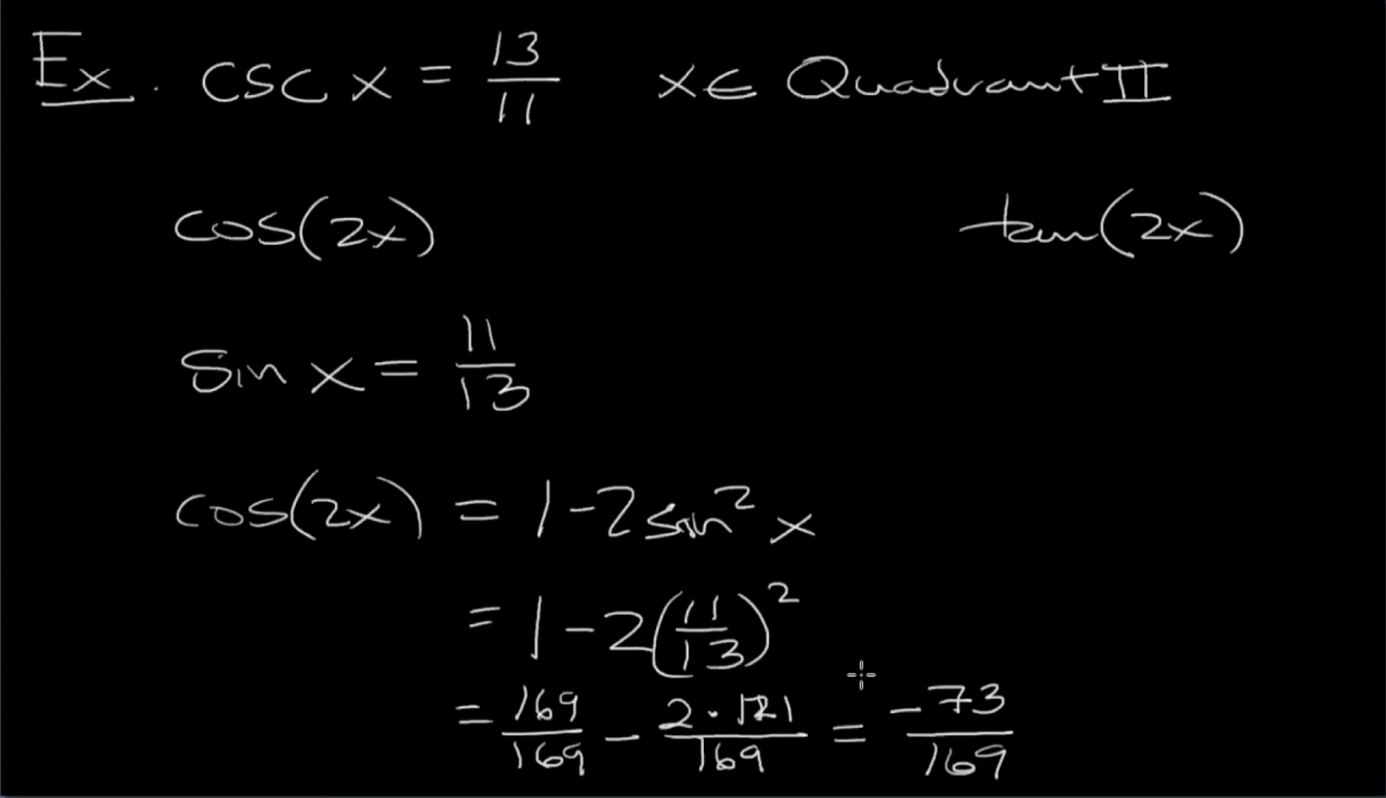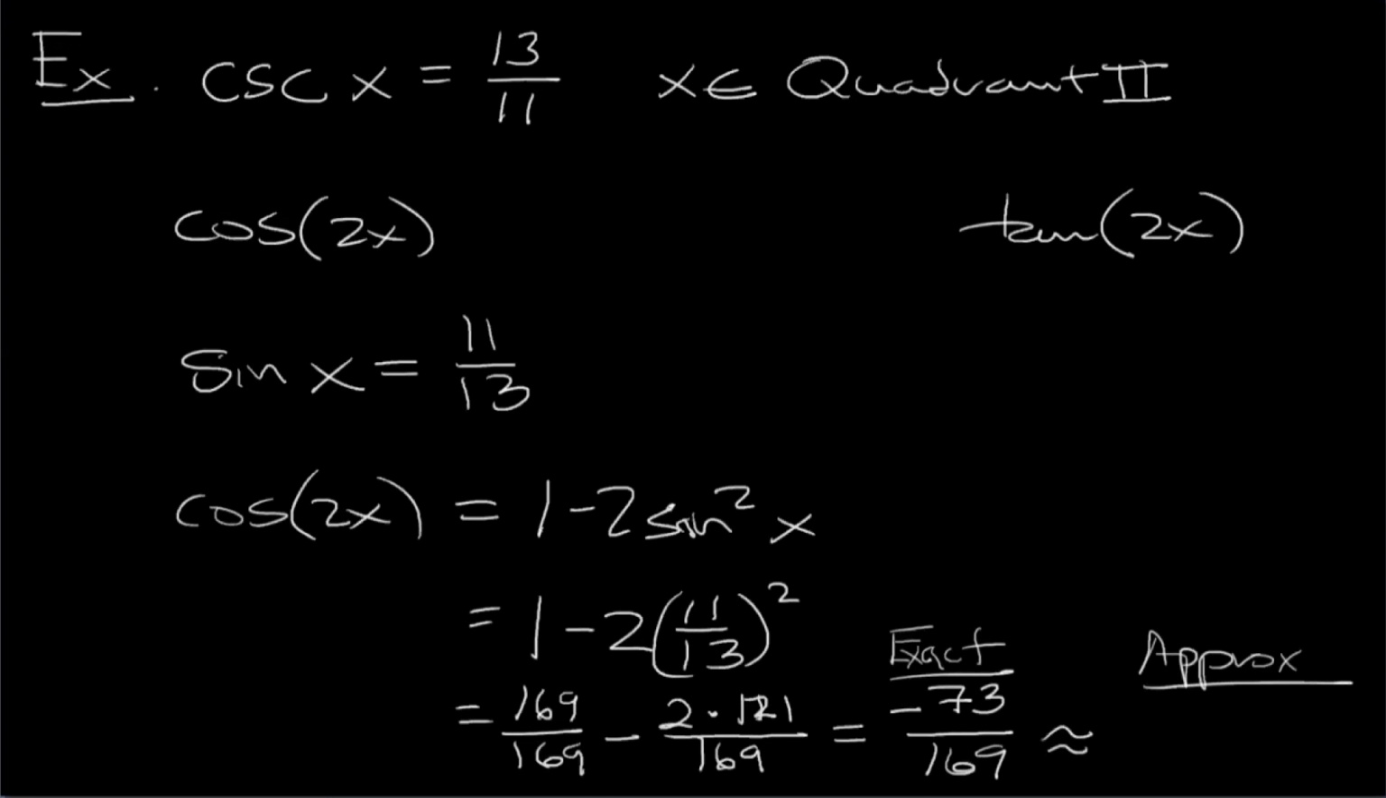This would be the exact answer. But if they asked me to enter it as a decimal, then I would need to approximate that. So this would be exact form, and then an approximate would be whatever I get when I divide that out.